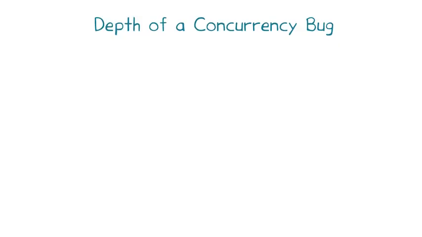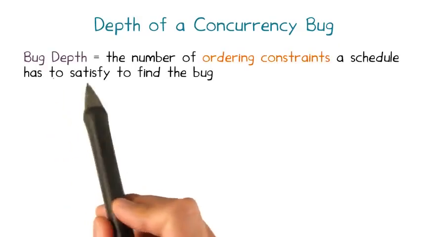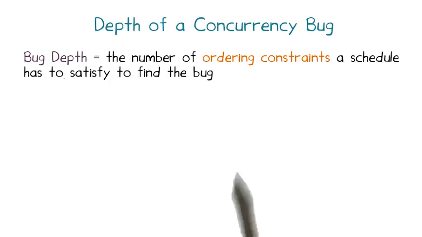First, let's introduce some terminology. The depth of a concurrency bug is the number of ordering constraints that a thread schedule has to satisfy in order for the bug to be triggered. An ordering constraint is a requirement on the ordering between two statements in different threads.